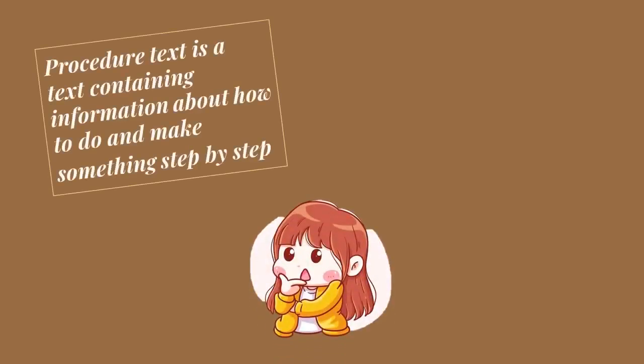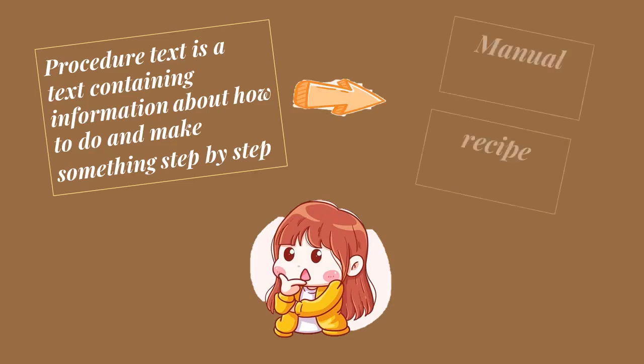Now, we have learned about procedure text. Now, you know what procedure text is. Procedure text is a text containing information about how to do and make something step by step. And procedure text has two types. The first is manual and the second is recipe.